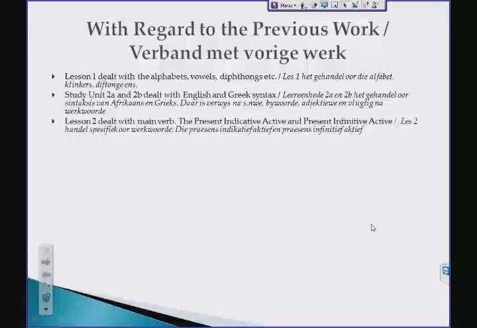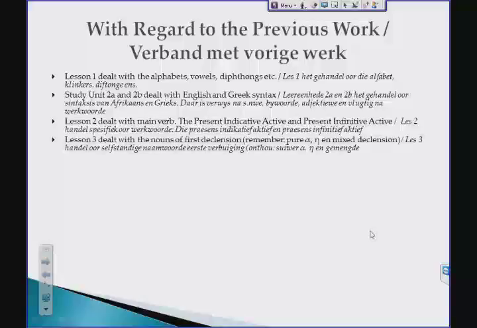And then lesson 2 of CROI, study unit 3, we dealt with the main verb, the present indicative active, and the present infinitive active of luo, a verb. Remember those luo, lueis, luei, luomen, luete, luousin, how we conjugate the verb and how the verb changes according to the person and the number.